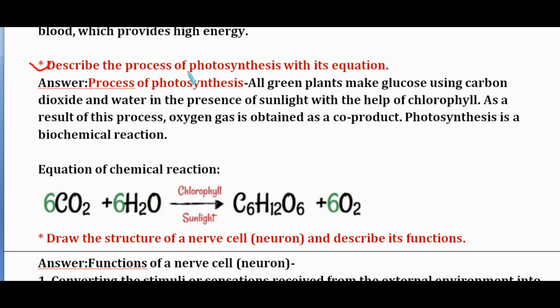Next question is, describe the process of photosynthesis with its equation. Process of photosynthesis: all green plants make glucose using carbon dioxide and water in the presence of sunlight with the help of chlorophyll. As a result of this process, oxygen gas is obtained as a co-product. Photosynthesis is a biochemical reaction and the equation is 6CO2 plus 6H2O, in presence of chlorophyll and sunlight, becomes C6H12O6 plus 6O2. This is the reaction of photosynthesis.